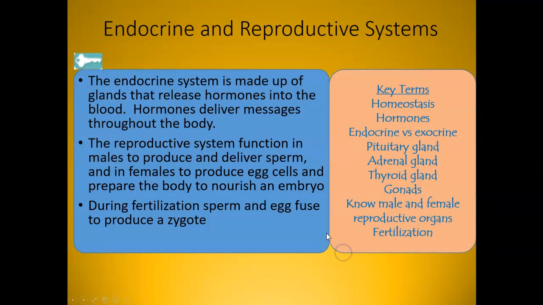Okay, and again, our key ideas: endocrine system is made up of glands that release hormones into the body. Reproductive system functions in males to produce and deliver sperm, and in females to produce eggs and prepare the body to nourish an embryo. And then during fertilization, eggs and sperm fuse to produce that zygote, that's that first fertilized egg. So you can see the key terms over there. You can look at all of those.